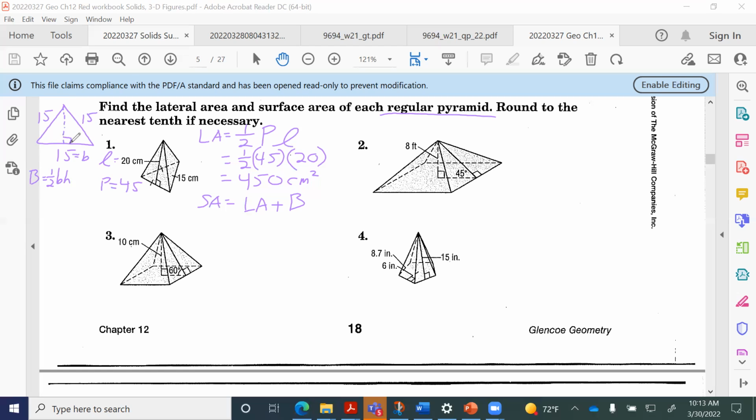No. So I need to find that height. Well, in a regular triangle or an equilateral triangle, all the angles are 60. So this is actually a 30, 60, 90 triangle. So since that is a 30, 60, 90 triangle, what's the height going to be? Anybody know? What am I looking at? What was it? Close. It's not 15 radical though.